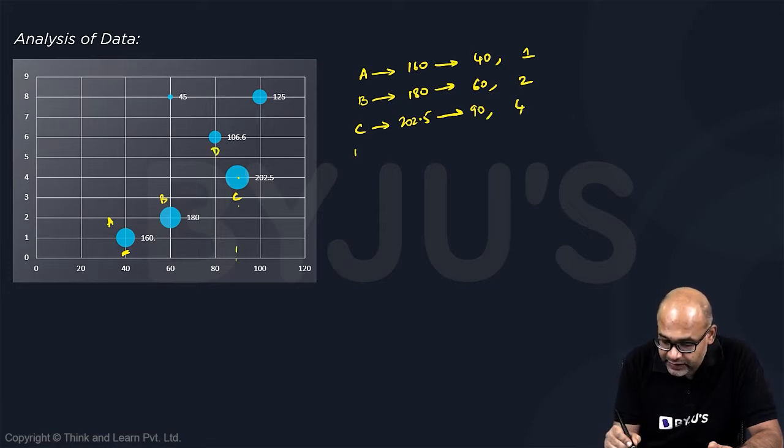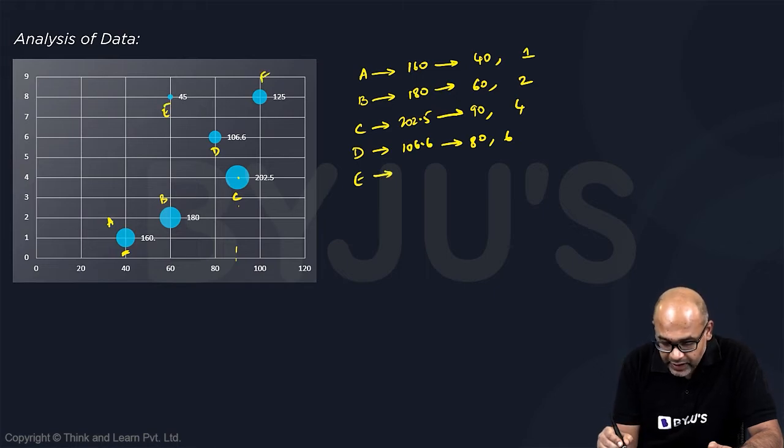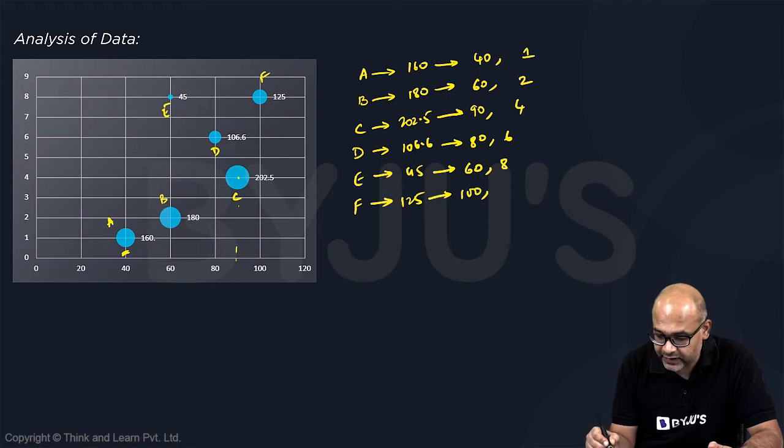Then let me call this D: 106.6, 80 and 6. Then E, let me call this E and this F. So E is 45 lakhs, the area is 60 and the distance is 8. And finally F, the cost is 125 lakhs, the area is 100 and the distance is 8.